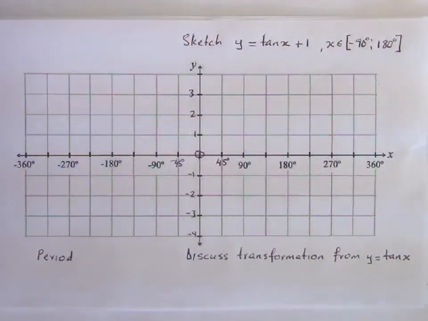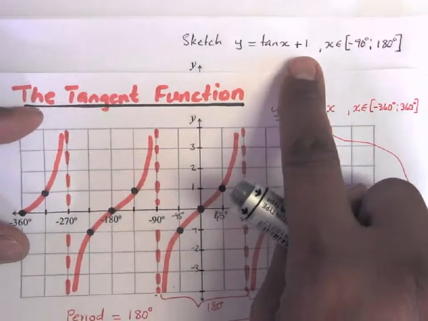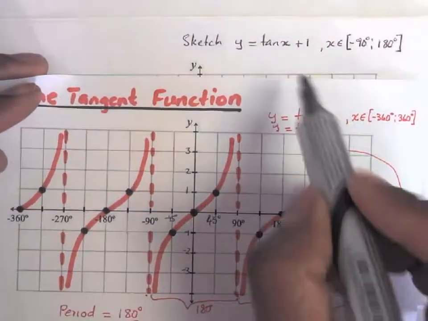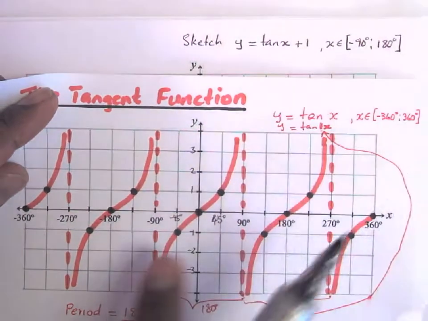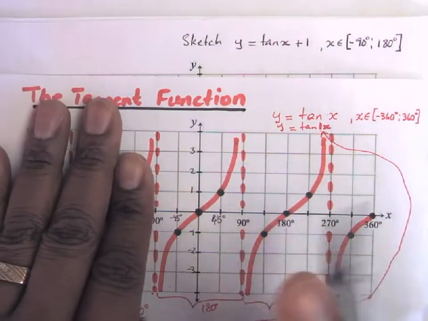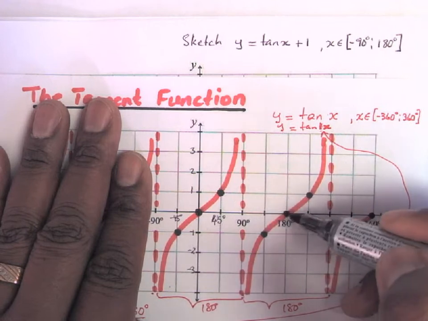Here they say, can you sketch the graph of tan x plus 1? Alright, so what has happened? You can see this is tan x. Now they say plus 1, which means that all of these points will have to shift by 1 unit up, but you are only going to concentrate from minus 90 to 180 degrees. These are the points that we have. So we'll shift this by 1 unit up, 1 unit up, 1 unit up, 1 unit up.